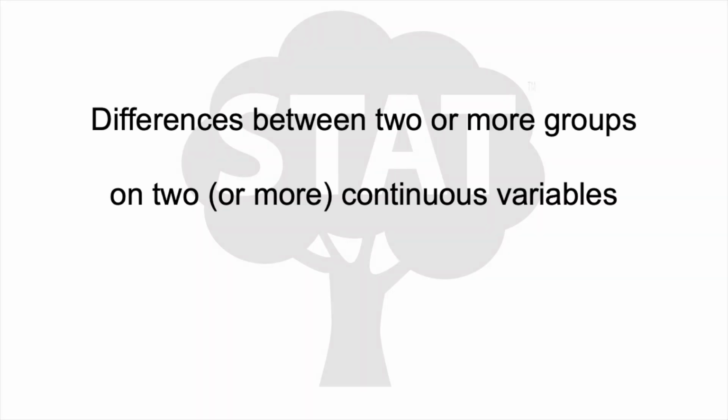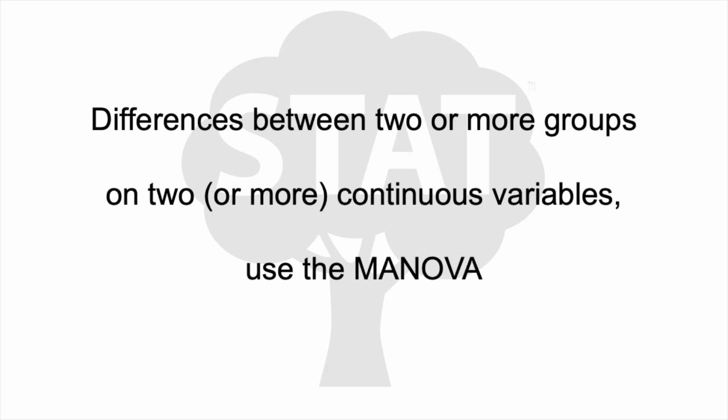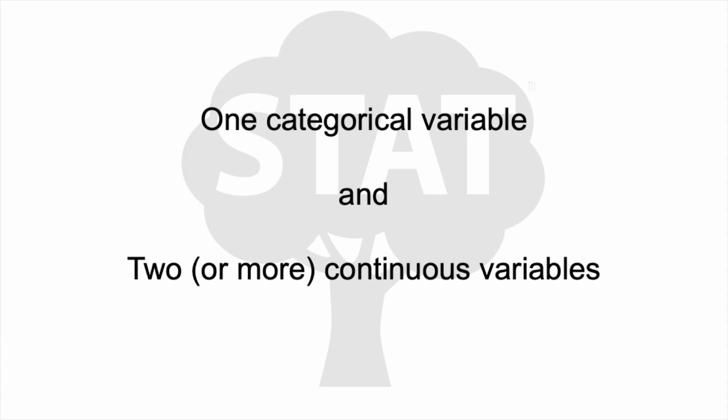To test whether there are differences between two or more groups on two or more continuous variables, the one-way MANOVA would be appropriate. You will need one categorical variable and two continuous variables in order to run this test.